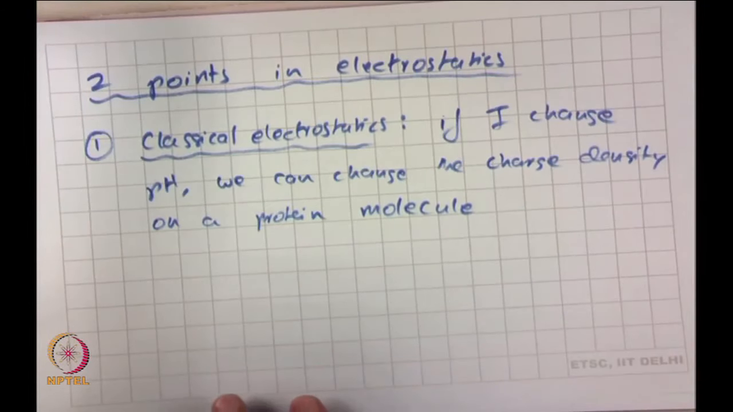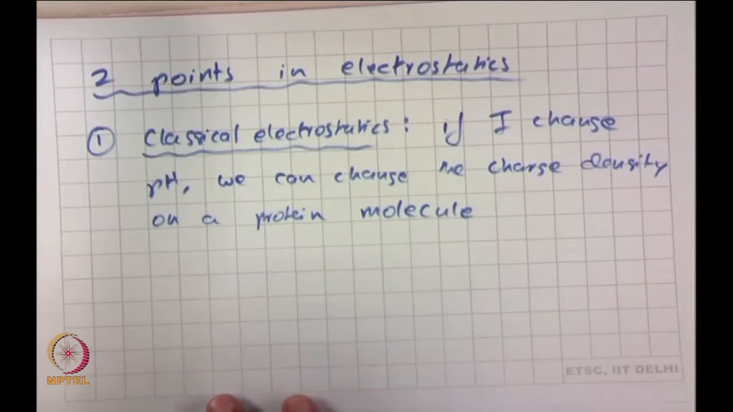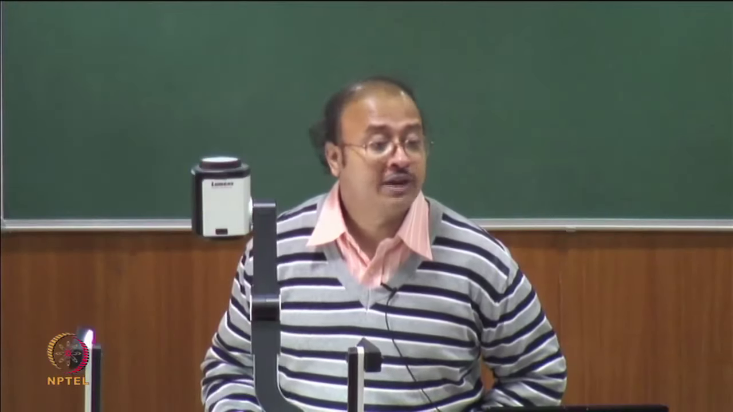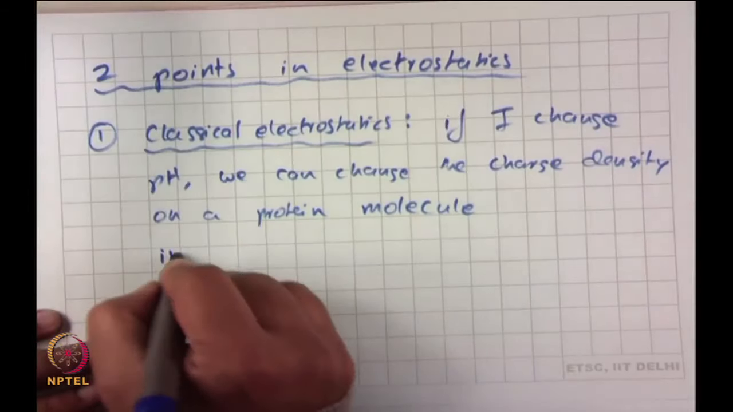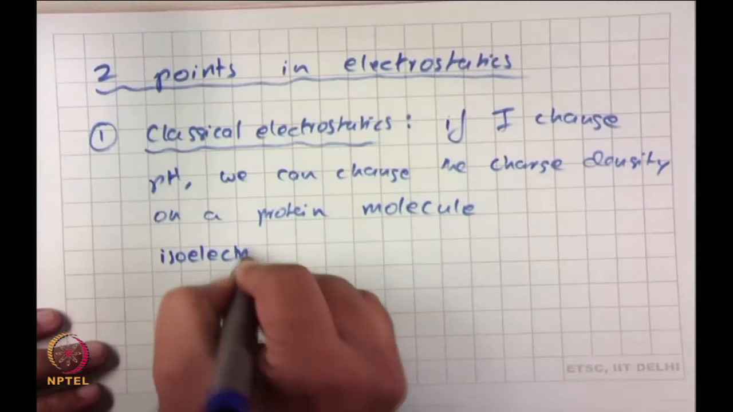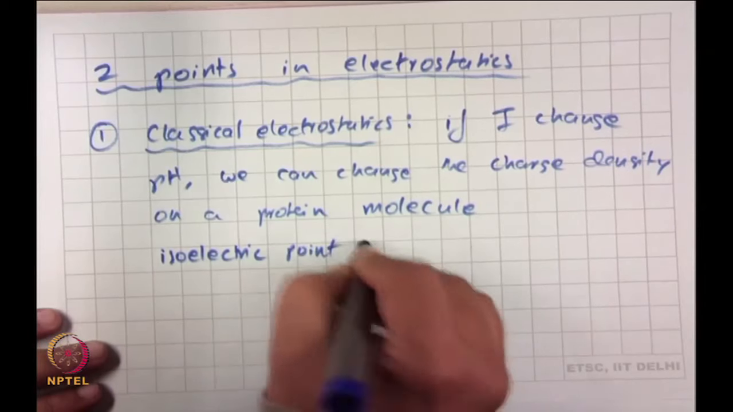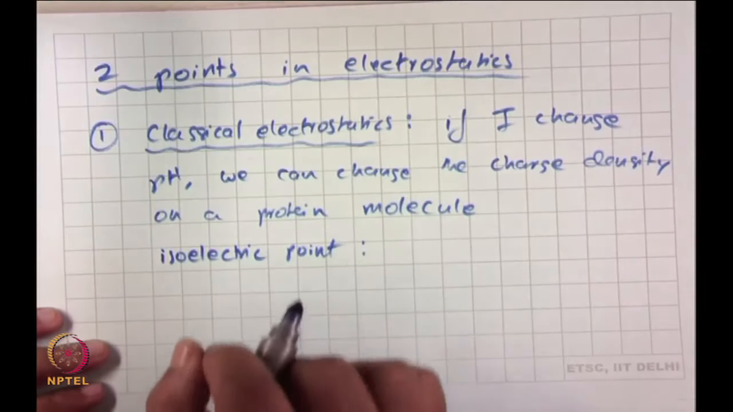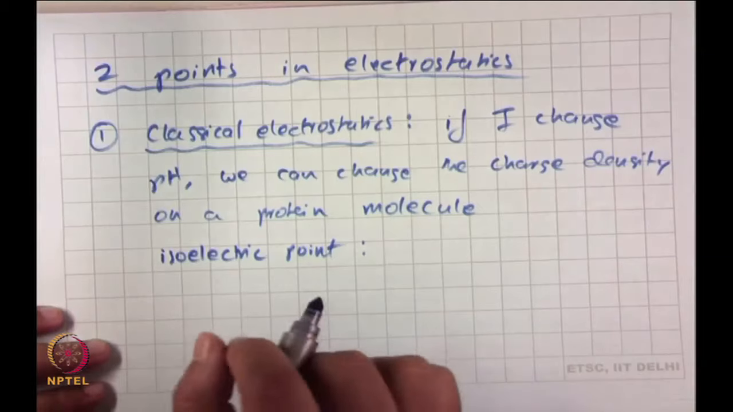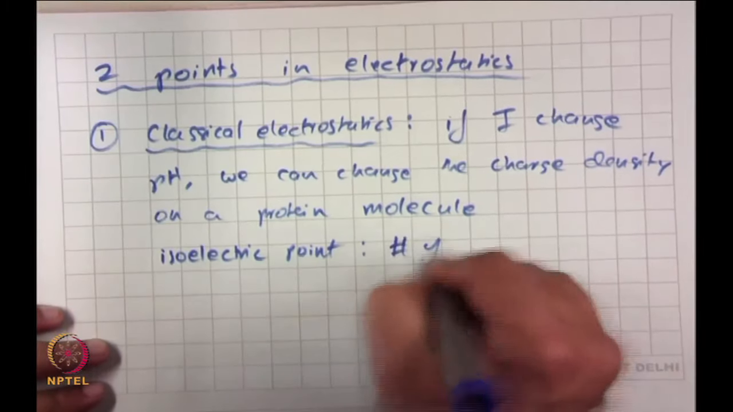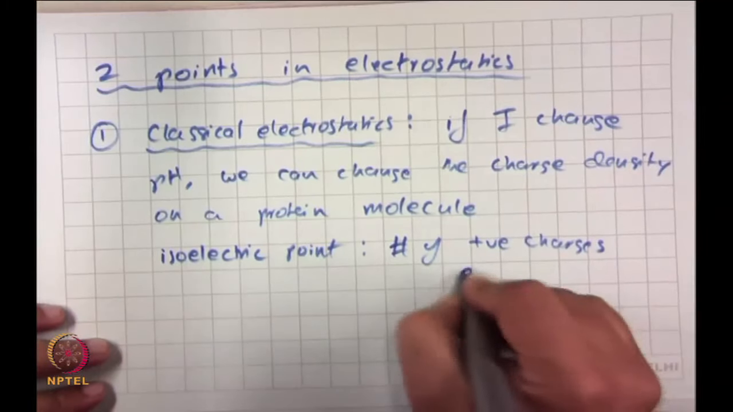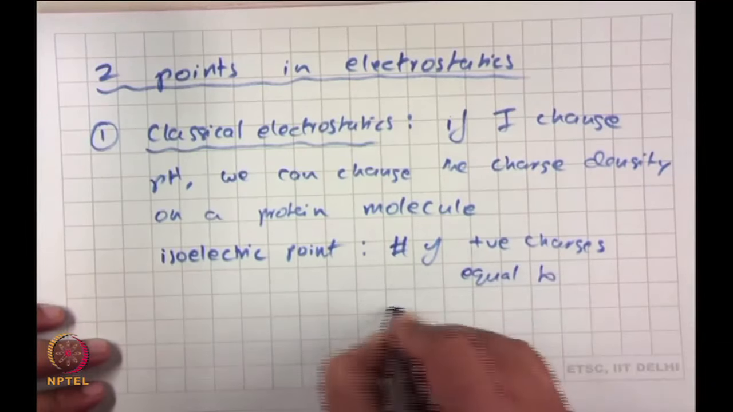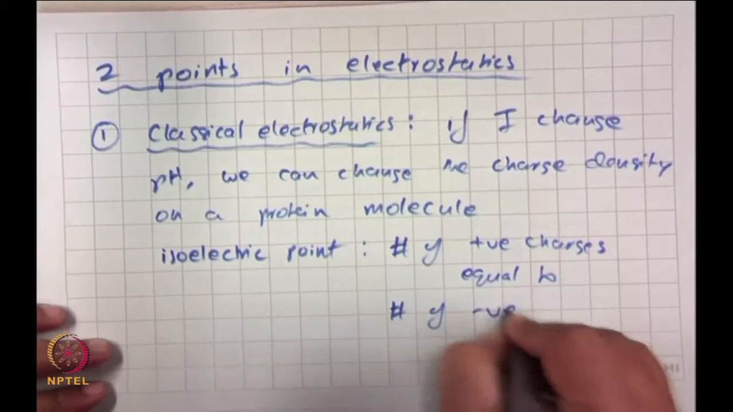So, what do I mean by that? Have you guys heard about this term called the isoelectric point, right? So, at an isoelectric point, what happens? Yeah, neutral means number of positive charges is equal to number of negative charges, right. So, number of positive charges equal to number of negative charges.